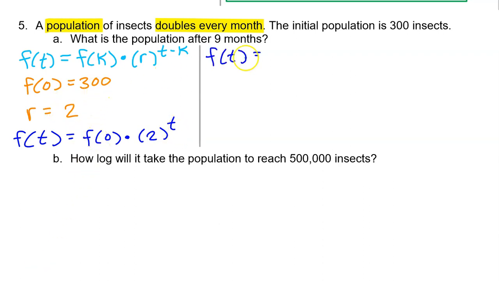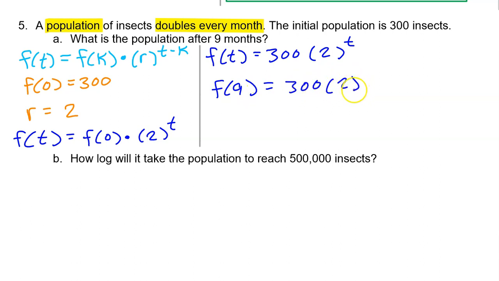F at 0 is 300, so let's fill that in. 300 times 2 to the t power. This model will give us the population of insects after t months. Let's use it to figure out the population after 9 months. In other words, we need to find f at 9. This will be 300 times 2 to the 9th power. Just put this in your calculator.